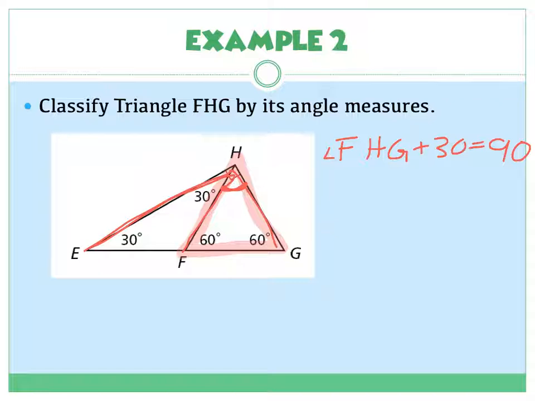Well, we're saying that these two angles, so this blue one is 30 and this green one is FHG, and they're equal to 90 because we see this box here. So to find angle FHG, we subtract 30 from both sides, so we get angle FHG is equal to 60. So now we know this top angle is also 60. So if we have three angles of the triangle that are the same, 60 degrees, what type of triangle is this? Equiangular.